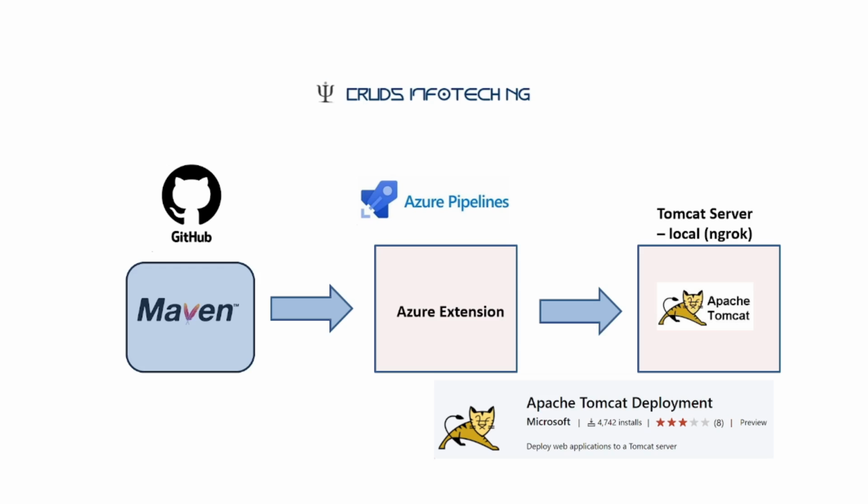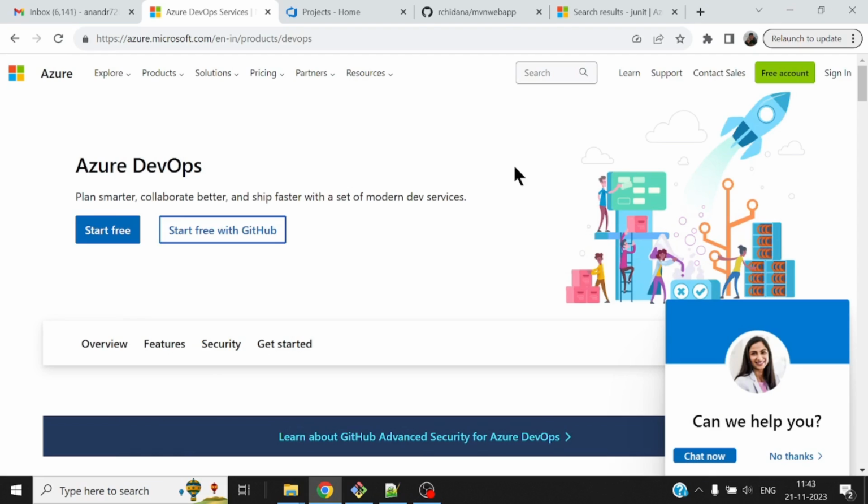Now, this Tomcat server is not hosted on Azure. What I plan to do for my demo is host it locally and then expose it out using a utility so that my Tomcat server can be reached from the Azure cloud.